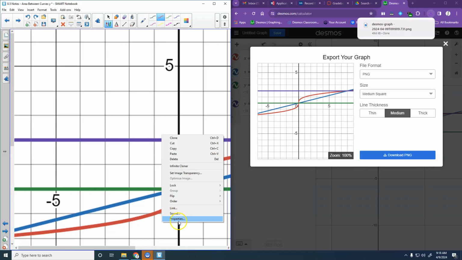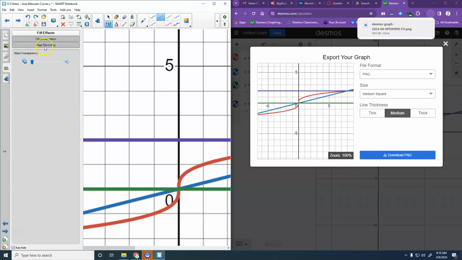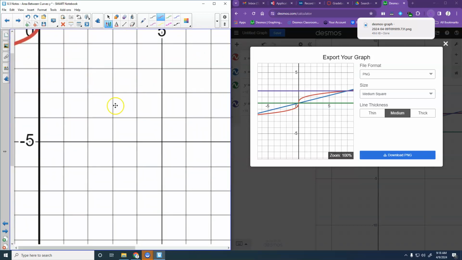Let's see. That's not what I want. Just to make this one.